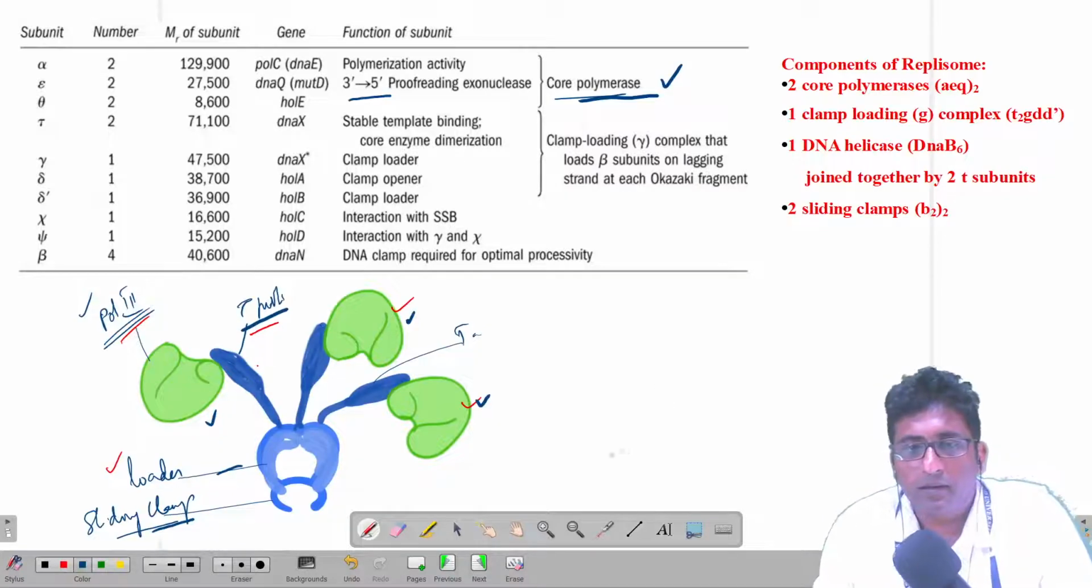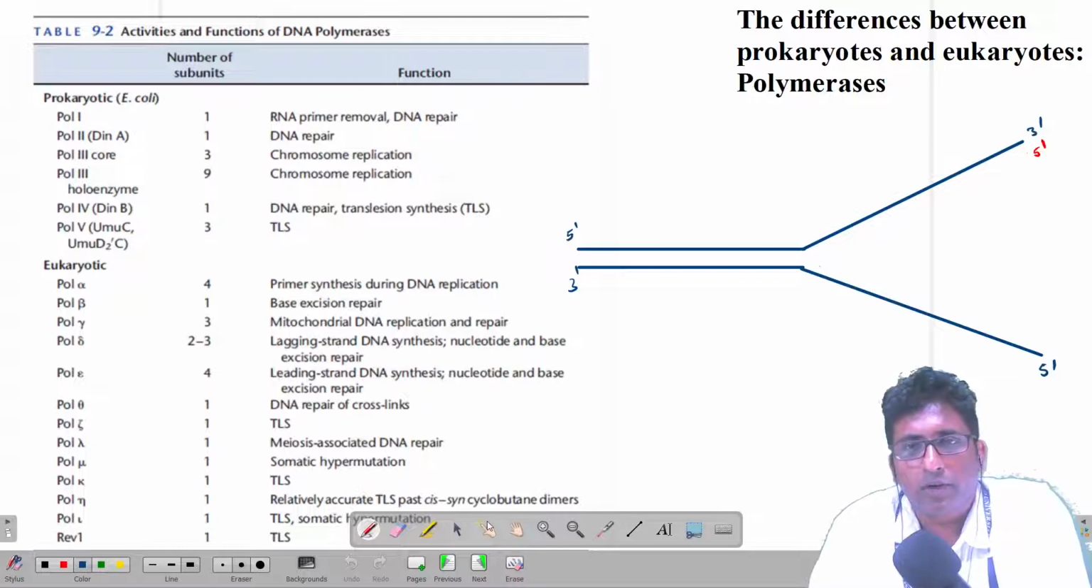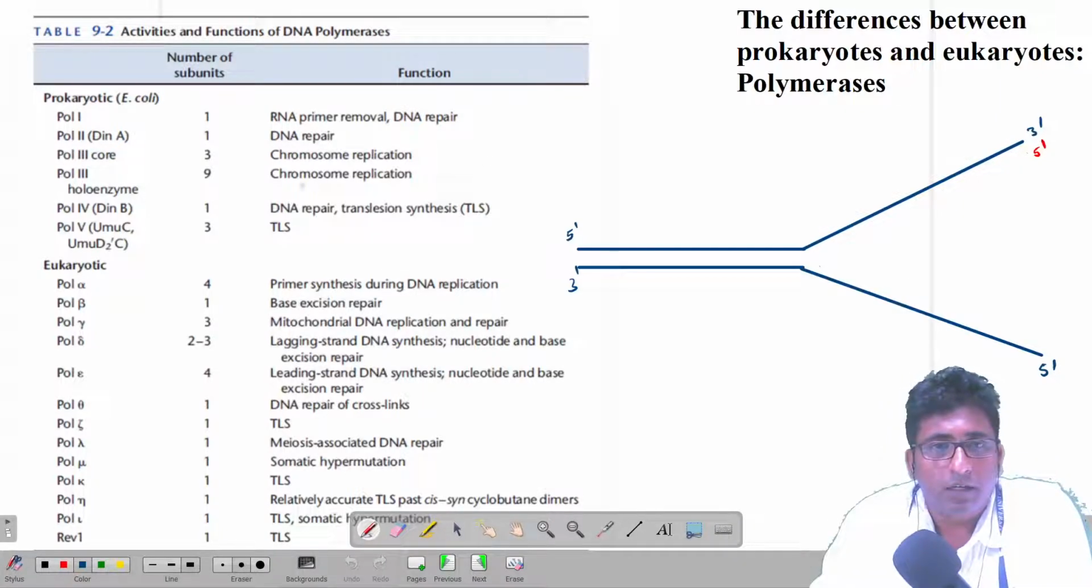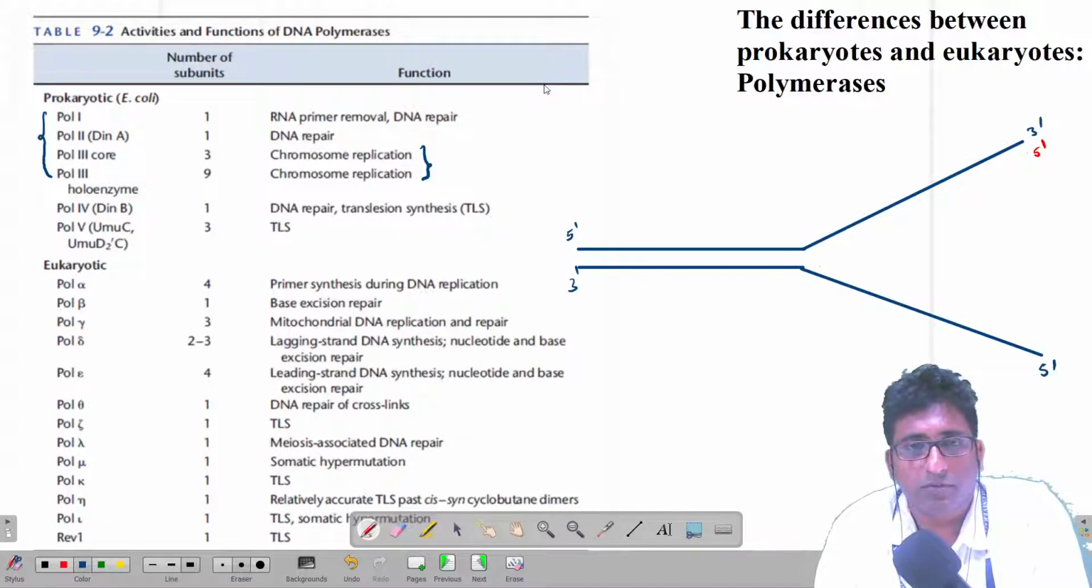So that is how DNA polymerase probably works in the cell. And if we compare the prokaryotic and eukaryotic replisomes, the eukaryotic one is much more complex. Just the polymerase itself is complex. In prokaryotes, we have 3 DNA polymerases that are involved in replication, and polymerase 3 is the one that actually performs the majority of it.